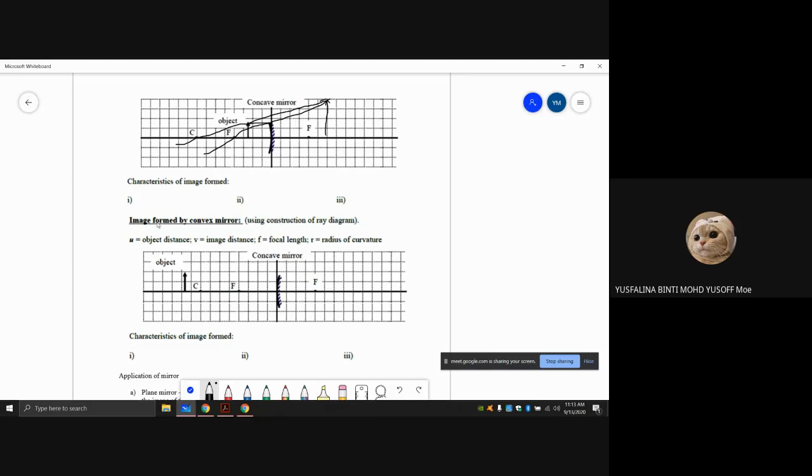So I repeat again. The image is formed behind the mirror, so this one is virtual, and bigger than the size of the object. And then the last one is upright. So that's how you draw for the concave mirror.